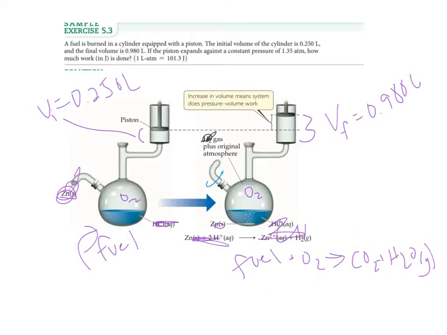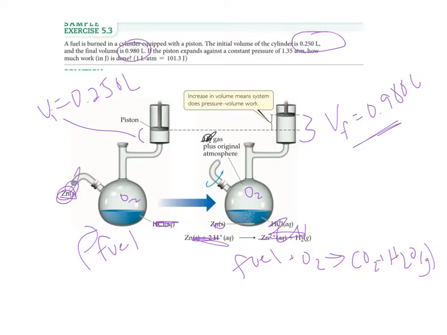As this burns, it'll make a gas, and the gas is going to expand and push this piston up. The initial volume of our cylinder is 0.25 liters, so I wrote that over here. And the final volume after the reaction is done is 0.980 liters. It tells us that right here, so I wrote that over here.